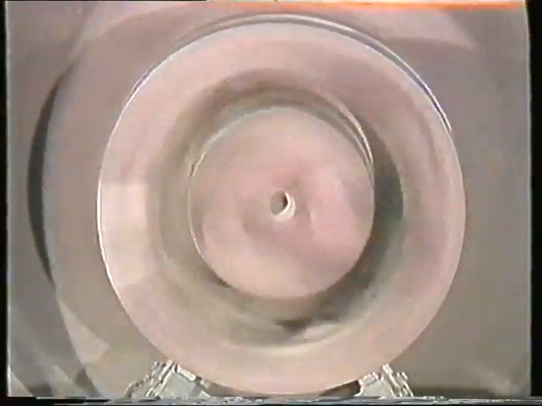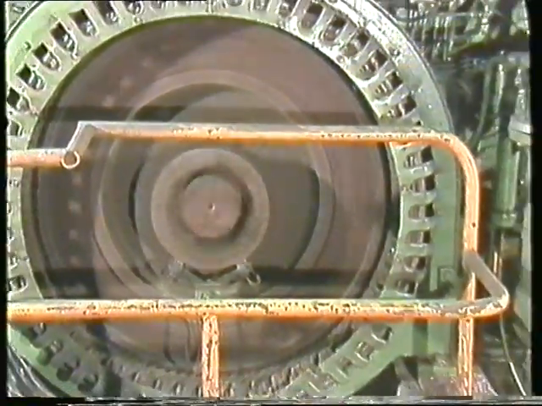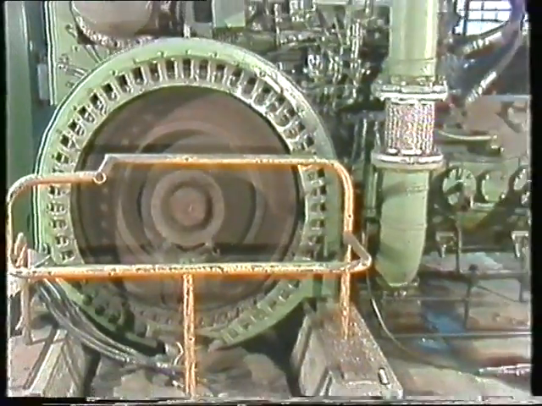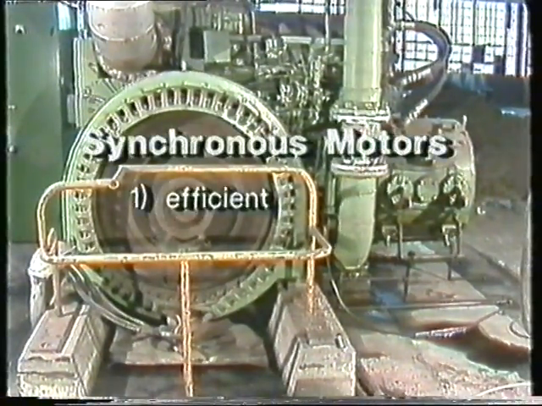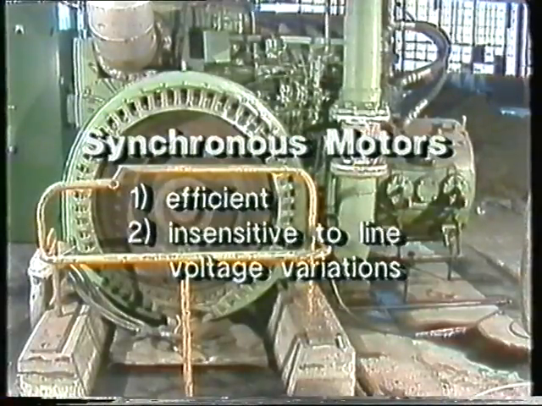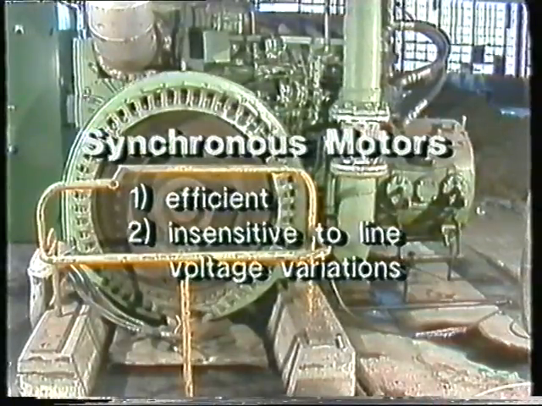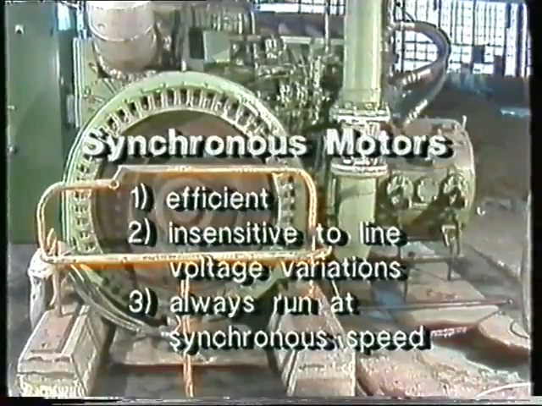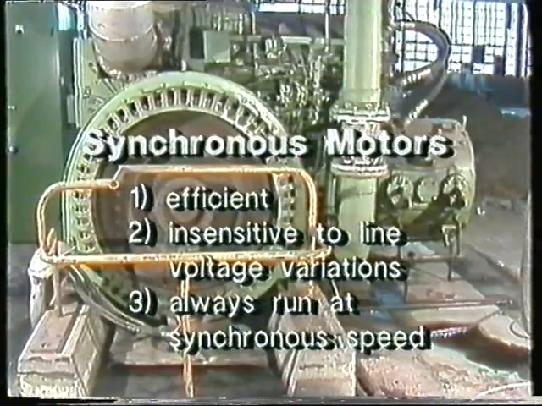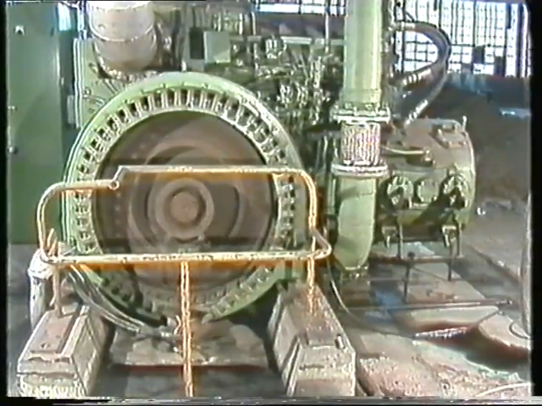Synchronous motors are the other main type of AC motor. Compared to induction motors, most synchronous motors are slightly more complicated because power must be sent to the rotor to produce rotor poles. But synchronous motors have some advantages. They are efficient and relatively insensitive to line voltage variations. And in some applications where different operations must be exactly synchronized, these motors have an obvious advantage. They run at exactly synchronous speed even when the load varies.